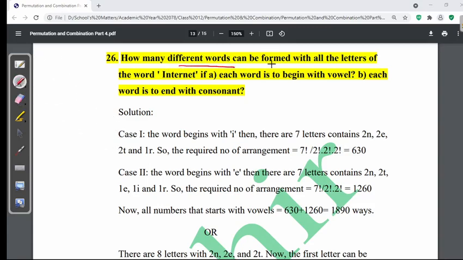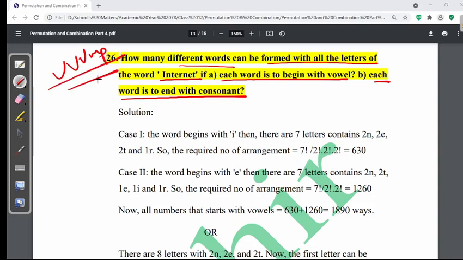How many different words can be formed with all the letters of the word INTERNET if each word is to begin with a vowel and each word is to end with a consonant? This is a very interesting question. For the first part, each word is to begin with a vowel. Dear students, I have two methods here, which I have expressed in a very different way.